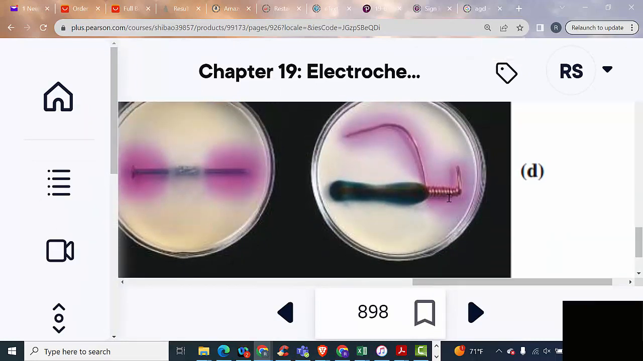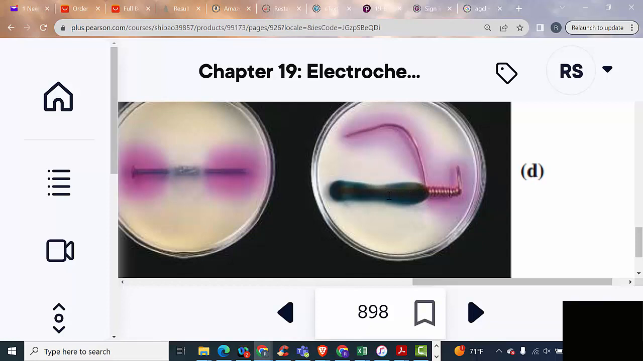Okay, you know what they're doing here? They took our nail, but they wrapped it in copper. So which one has a higher oxidation potential, copper or iron? Iron. Iron has a higher oxidation potential, so the species that's most likely to be oxidized is the one with the highest oxidation potential, iron.